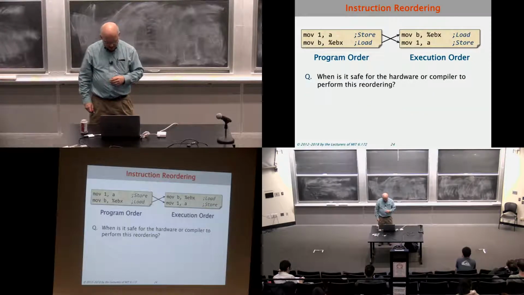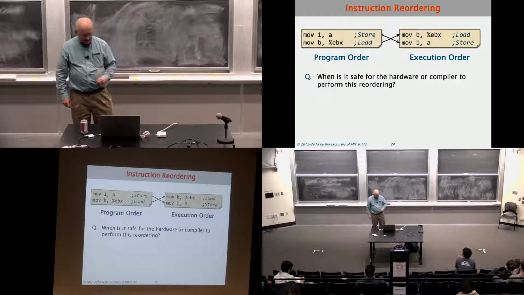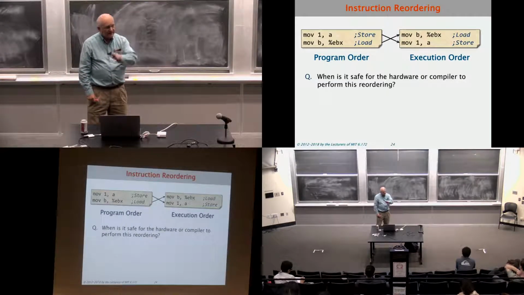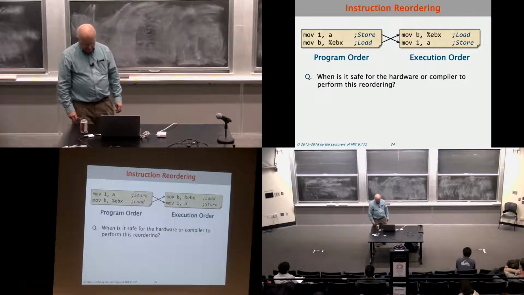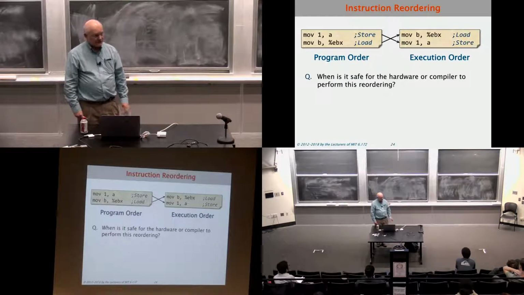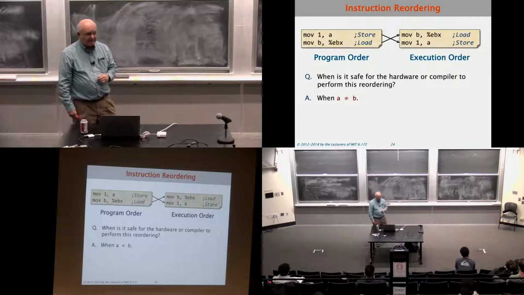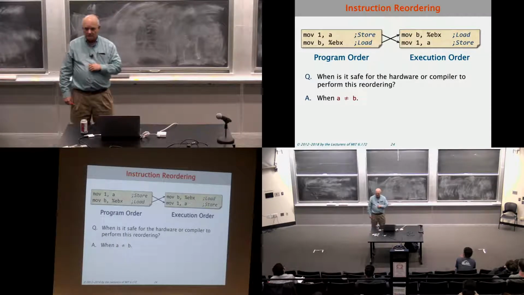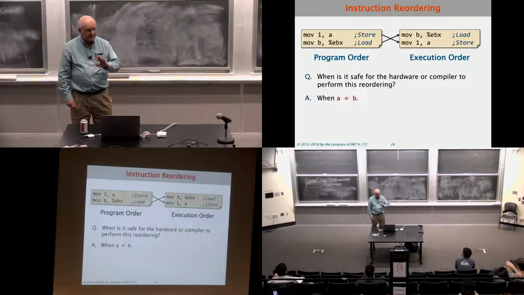So when is it safe, in this kind of modern context, for the hardware or compiler to perform this particular reordering? When can I do that? There's actually two answers here, or a combining answer. I've already talked about one of them. Yeah, when A is not B. If A and B are equal, it's not safe to do it. And what's the second constraint where it's safe to do this reordering?